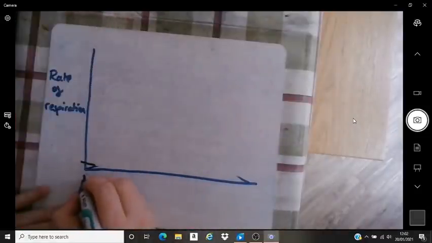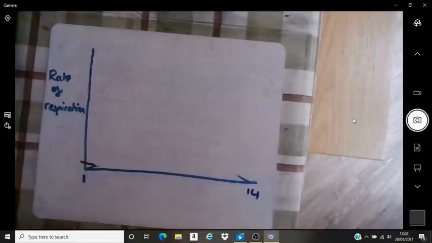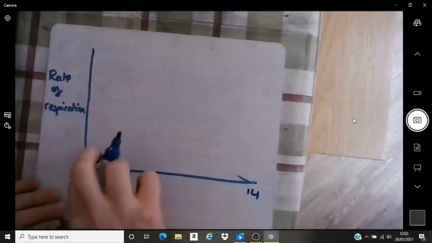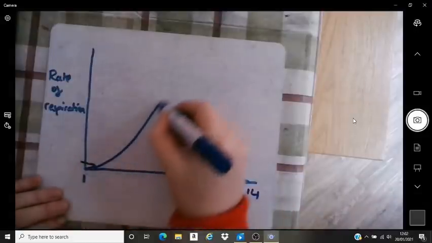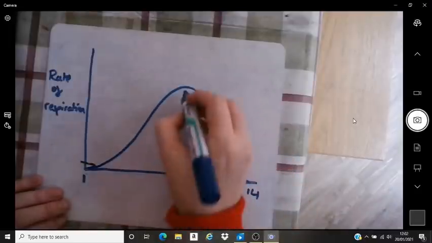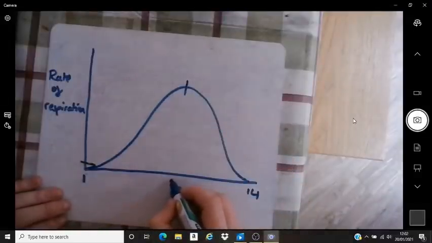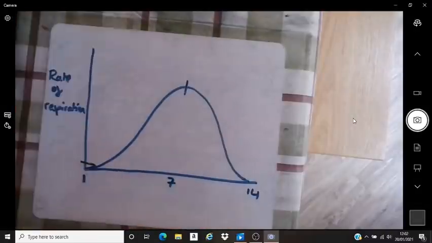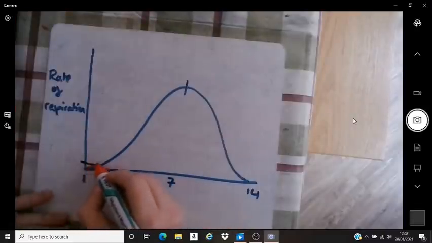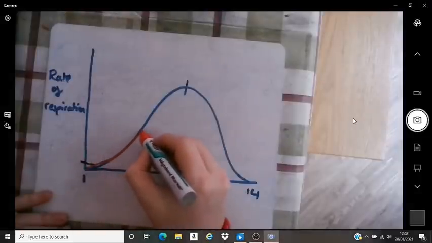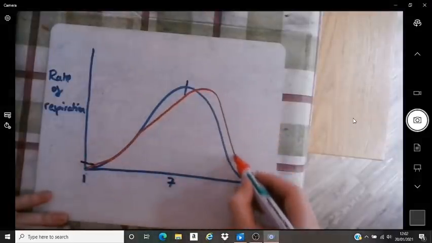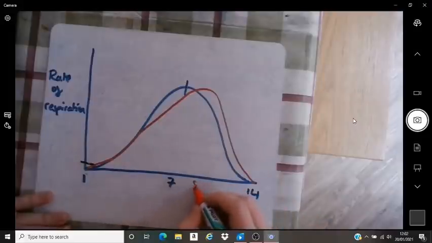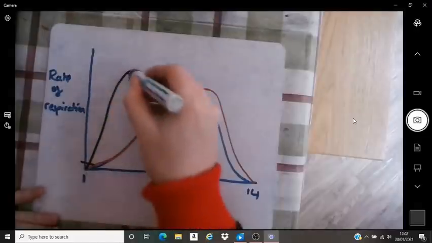So I'll go from pH 1 up to pH 14. And I'm going to draw a couple of different graphs in different colours. I'll draw that same sort of shape graph as before, where the optimum is around pH 7. I'll draw a graph that's very, very similar in red, but its optimum is going to be about pH 8. And then I'll draw a graph in black that's going to look very different.